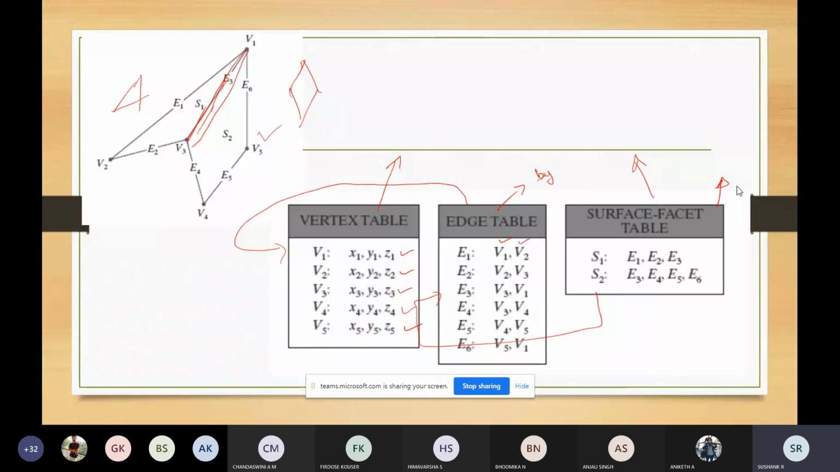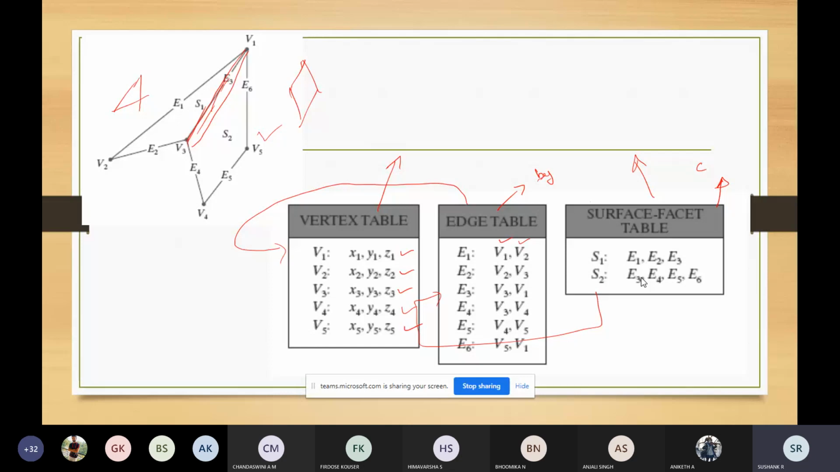One thing is here, the coordinate information will get duplicated. Why will it get duplicated? Because the coordinate values are listed for each vertex in the polygon faces. So because of that, this method is also less efficient.